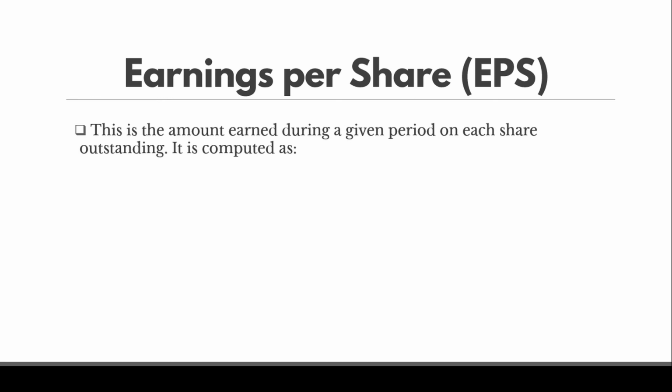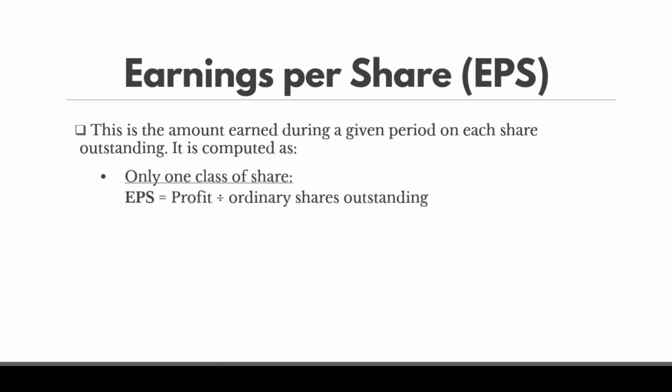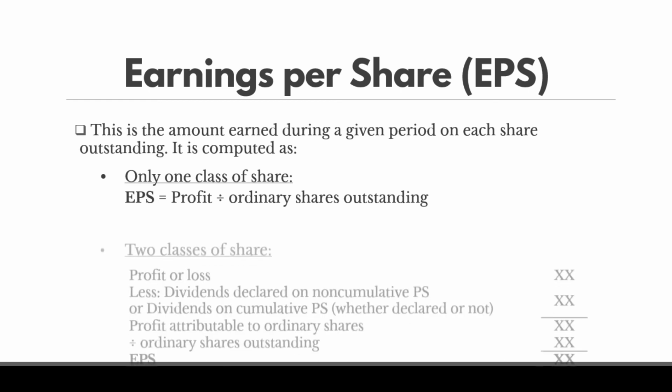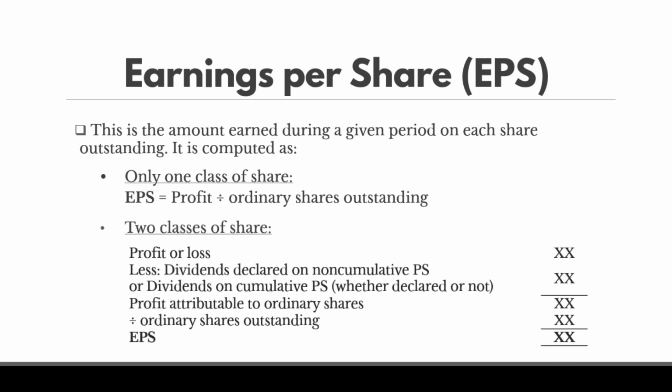So, ganun siya. Now, we have different, of course, computation depending on the class of share. If you have only one class of share, you simply just divide profit by the ordinary shares outstanding. If you have two classes of shares, your profit or loss would be reduced by the dividends declared on non-cumulative preference shares or dividends on cumulative preference shares, whether declared or not, to get the profit attributable to ordinary shares. You divide that by the ordinary shares outstanding to get the earnings per share. Take note na ang may earnings per share lang po ay ordinary shares.